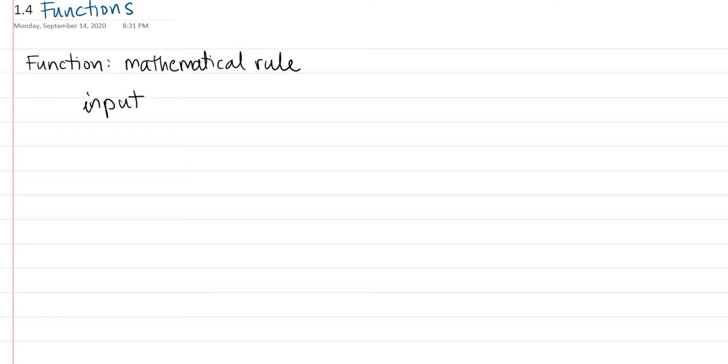Let's talk about the inputs. The stuff that goes into your function is also called the domain, and it would be the set of all values that you input, or in this case, the set of all values of x. Now, it doesn't have to be x. You could use different letters, but let's just start with x and y.